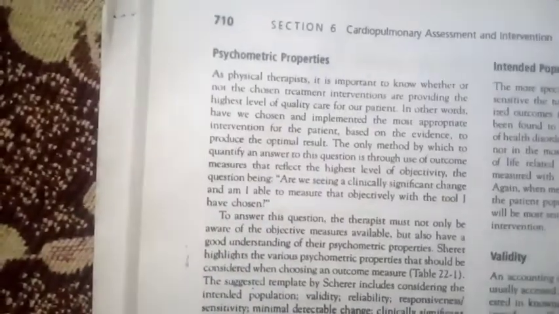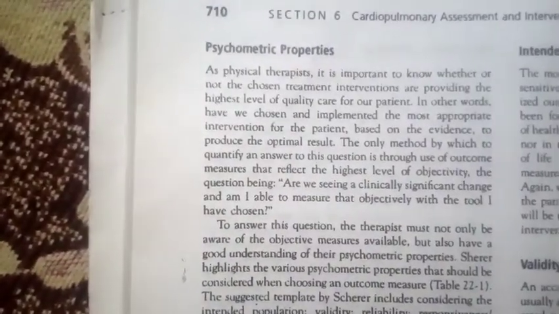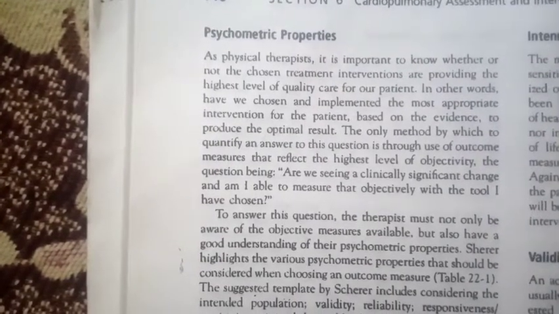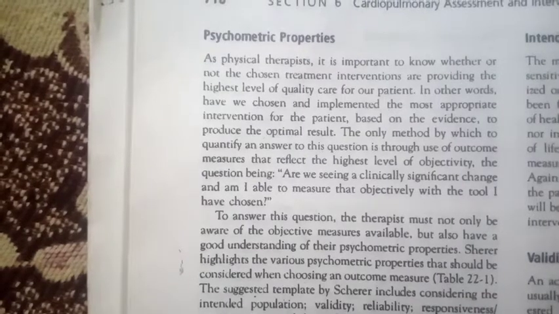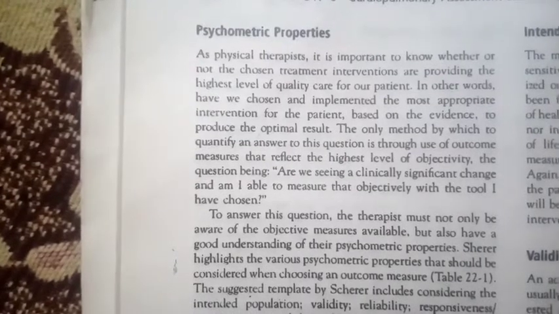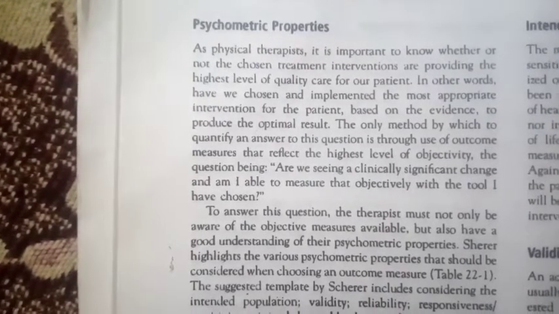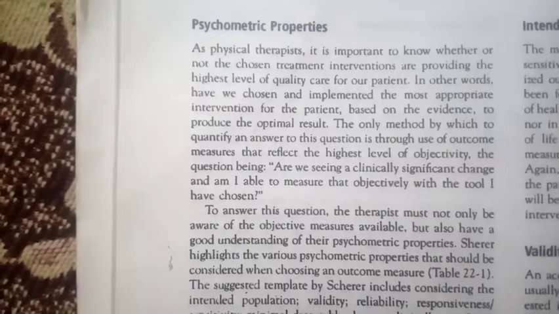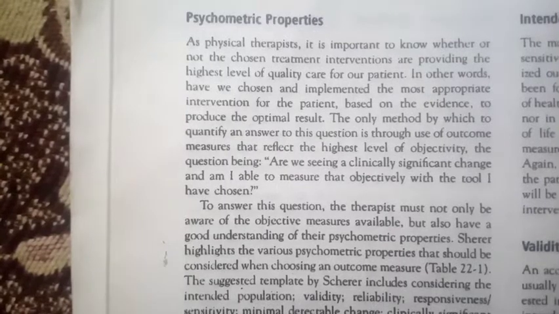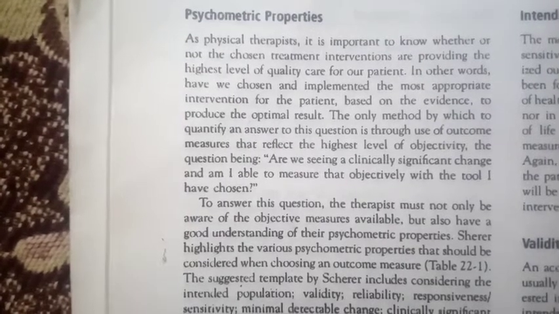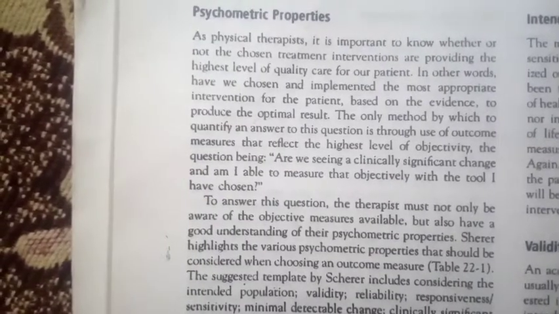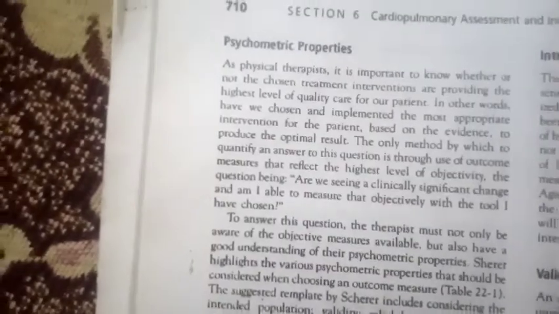Now we will talk about the psychometric properties. As a physical therapist, it is important to know whether or not the chosen treatment interventions are providing a higher level of quality care for our patients. In other words, have we chosen and implemented the most appropriate intervention for the patient, based on the evidence, to produce the optimal result? The only method by which to quantify an answer to this question is through the use of outcome measures that reflect the highest level of objectivity.